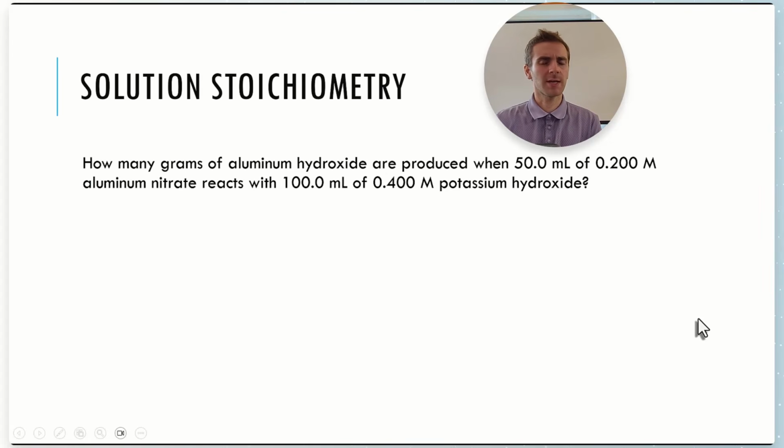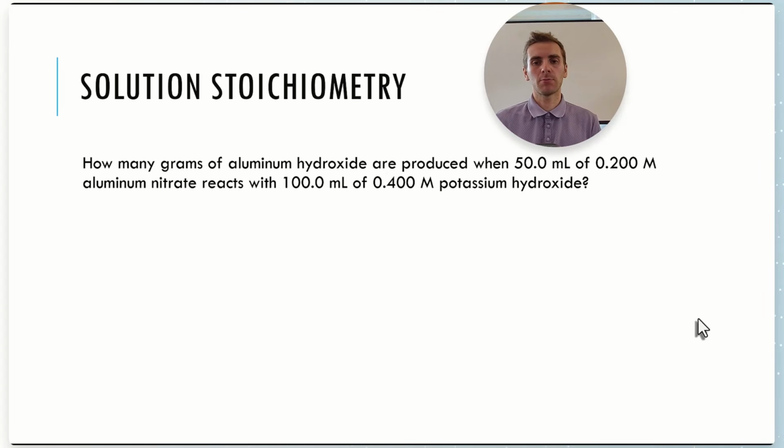So let's look at this example. How many grams of aluminum hydroxide are produced when 50 milliliters of 0.2 molar aluminum nitrate reacts with 100 milliliters of 0.4 molar potassium hydroxide? So this is a stoichiometry problem.